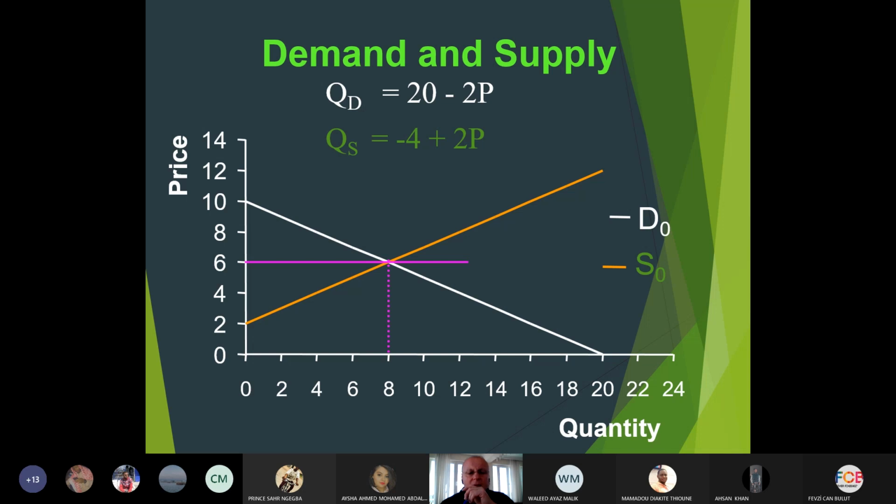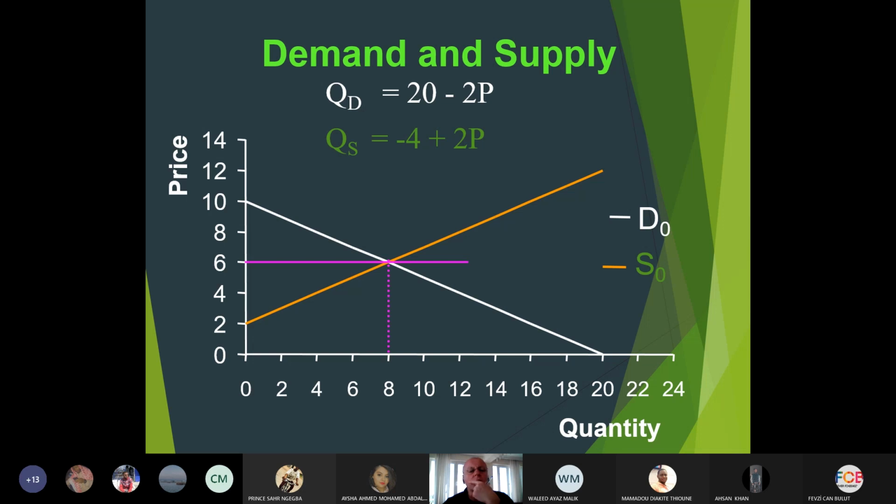QD is 20 minus 2p, as given, and QS is -4 plus 2p, given again. Then we have the intersection, isn't it? Then we want to find the equilibrium price and the equilibrium quantity. Then we have to make them equal.